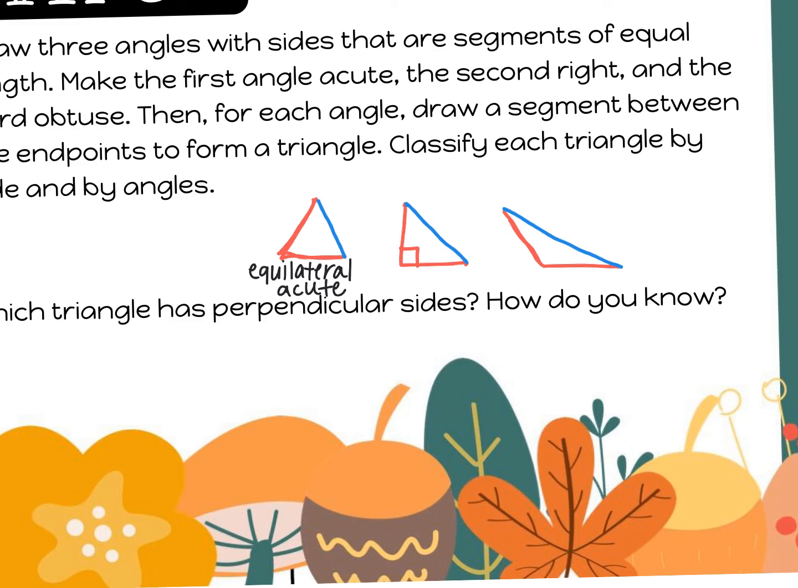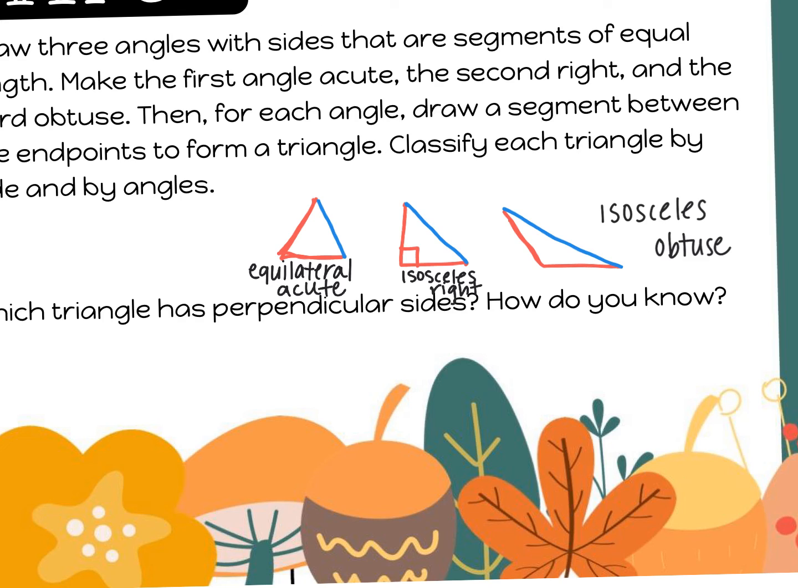Okay, what about the middle one? Isosceles and right. And then the last one? Isosceles and obtuse.